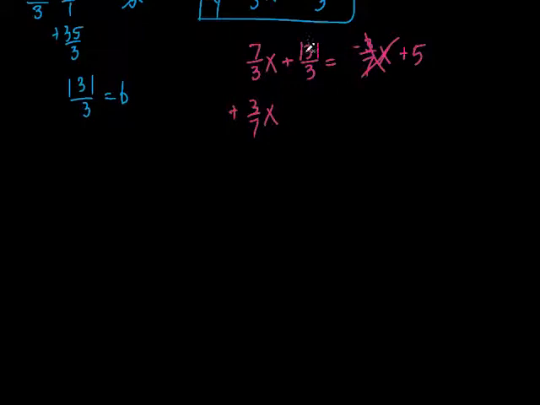Then I want to get rid of this positive 131 over 3. How do I get rid of that? Subtract 131 over 3. And that gets rid of that. Now I'm ready to add some stuff together, aren't I? How do we add this stuff together? Find a common denominator. What's the common denominator with 3 and 7?